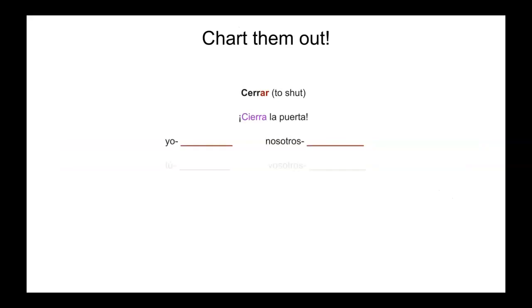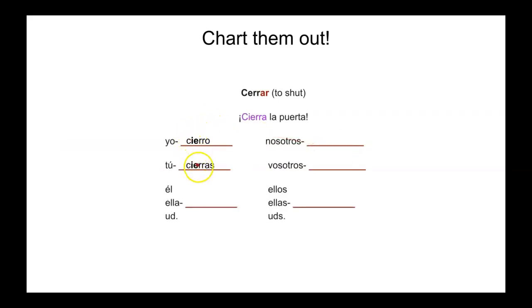And remember, these are all going to be E to IE stem changers. So you know that the yo form, the tú form, the ella usted form, and the ellos, ellas, ustedes form are all going to have this E to IE change in them. Okay, you guys ready?